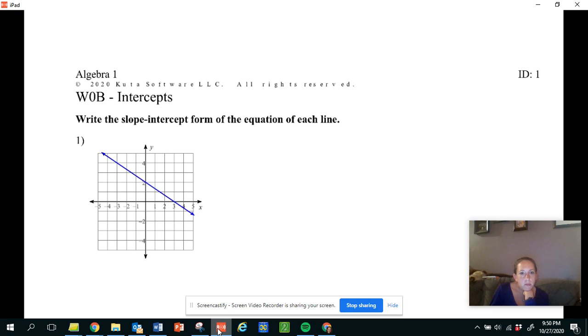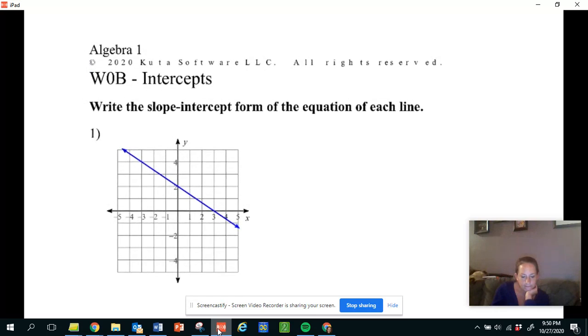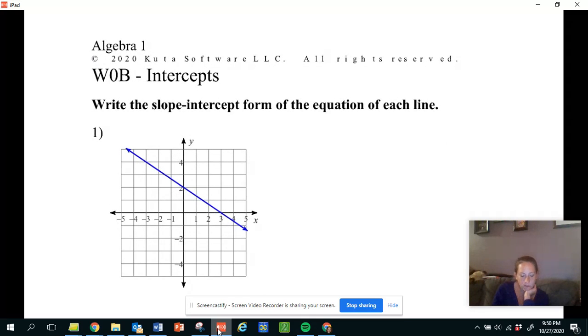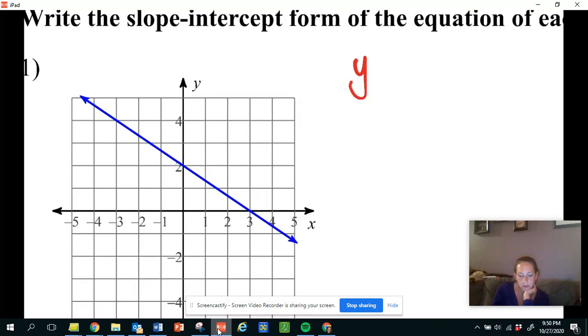Hey guys, so we're going to be continuing to look at linear functions, but for this part of the week, we're going to focus on intercepts. So first, let's go over what we've done before. Writing an equation in slope-intercept form. Slope-intercept form is y equals mx plus b.